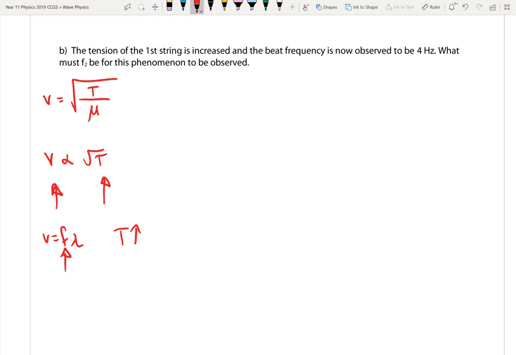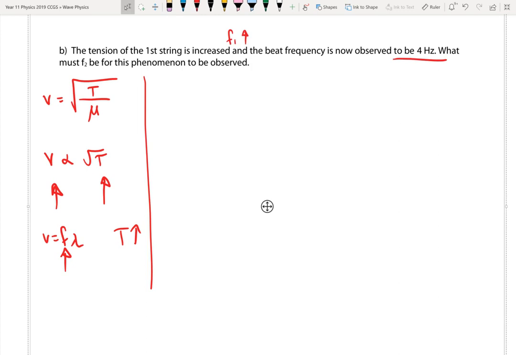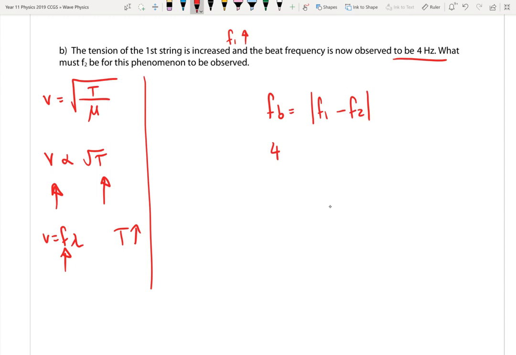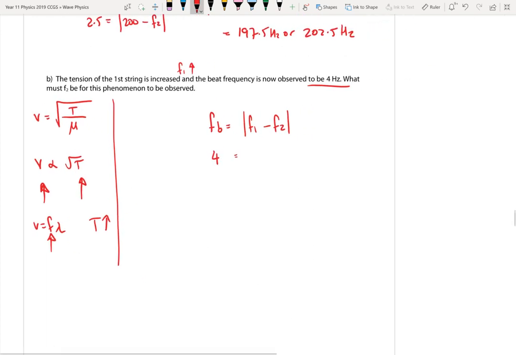Okay? By the way, that's not part of this question, but essentially, if we increase T, that means that F1 goes up. Okay? Now, we observe our beat frequency to now be 4 hertz. So let's just write this: FB equals 4 hertz. Now the question is what must F2 be?